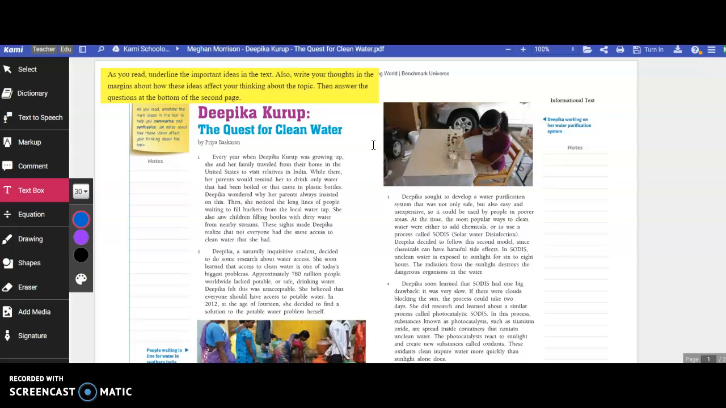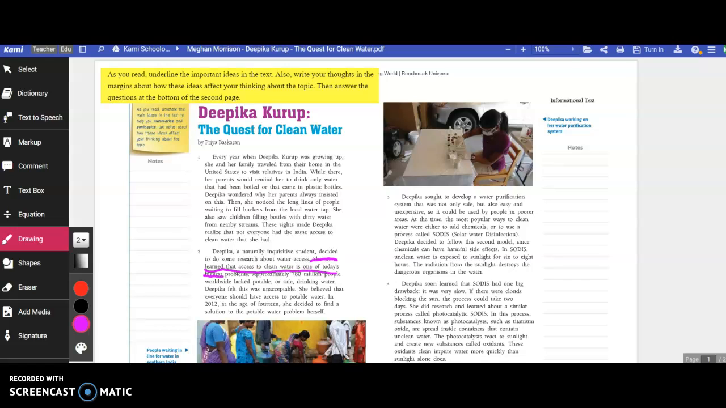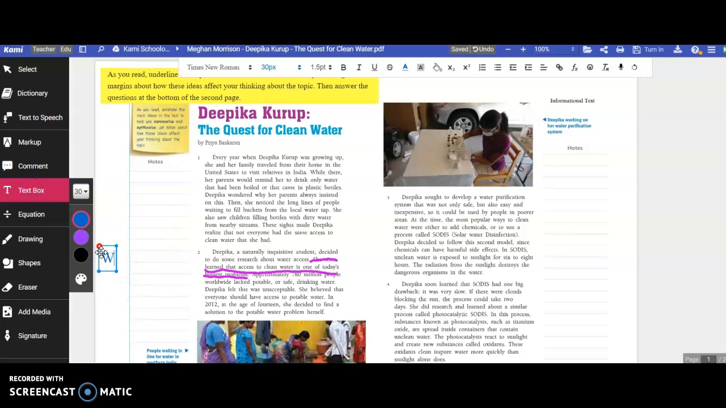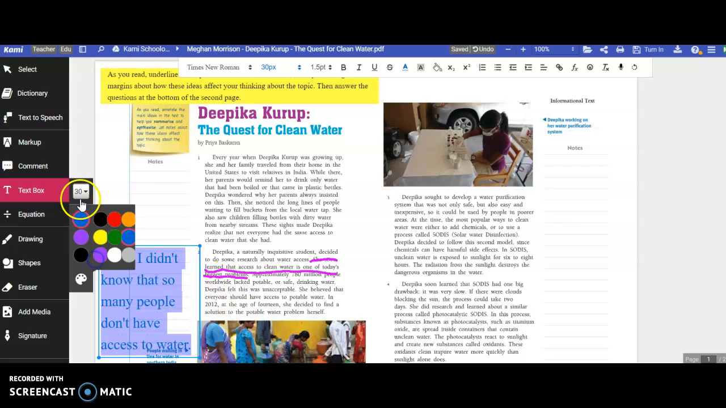While you read, I want you to underline ideas that seem important and then write your thoughts in the margins about how these ideas affect your thinking about the topic. For example, you might see, she soon learned that access to clean water is one of today's biggest problems. Then you might write in the margin, wow, I didn't know that so many people don't have access to water.